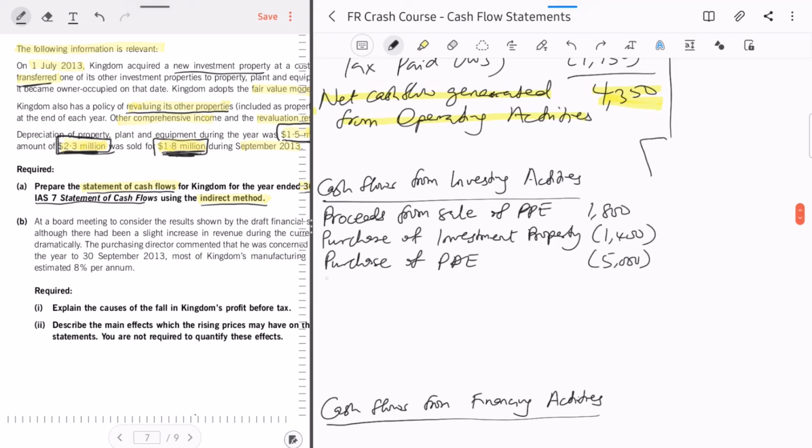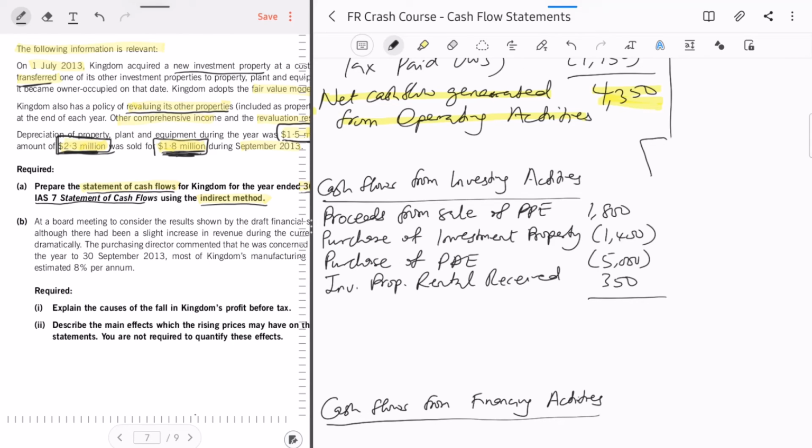So investment property rental received was the figure 350. This is an inflow, right? Inflow. So I think on the face of it, that should be it for my investing activity.